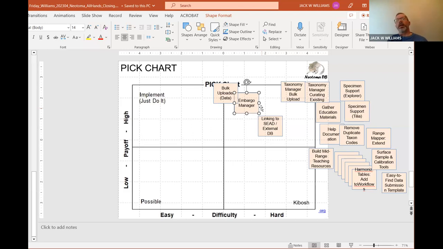I guess my take there is, part of the reason why I'm doing this exercise is I don't want us to overpromise and underdeliver, right? If we think about the last 3 years, we did a lot, a full release of the new Neotoma 2 R package, a new website, lots of good things happened. But embargo manager hasn't been done. Specimen support for Tilia hasn't been done because we have a finite team here. And so if we just say, yes, everything is important, we're going to do everything here, then we will continue to disappoint people because of things that people have asked for.